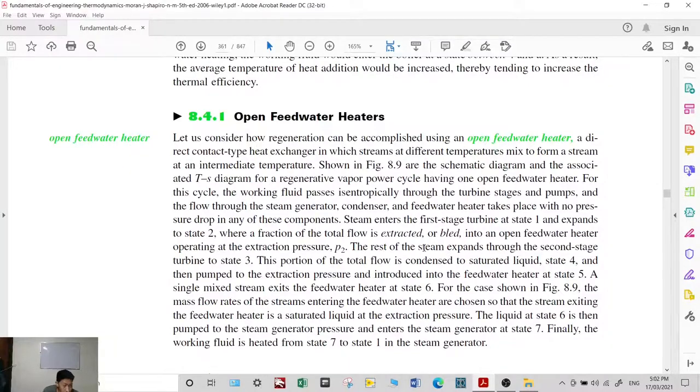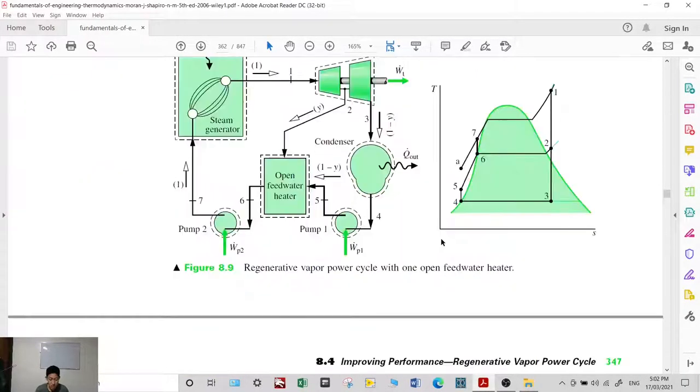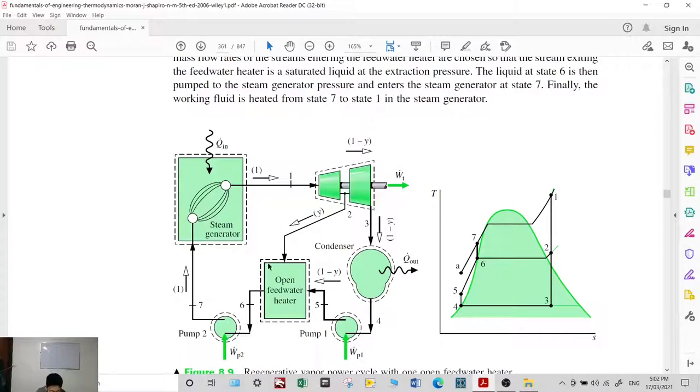First, you have the open feed water heater, and also you have the closed feed water heater. This is the open feed water heater. From the word itself, open, the working fluid is mixed. That is what you call the open feed water heater. So let's analyze this one. Let's start with point 1.